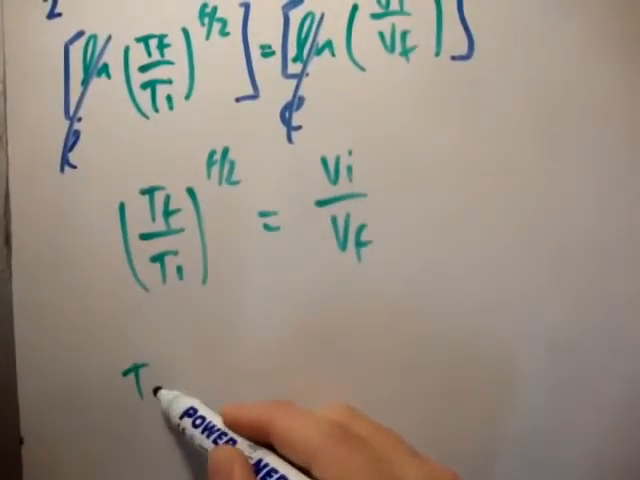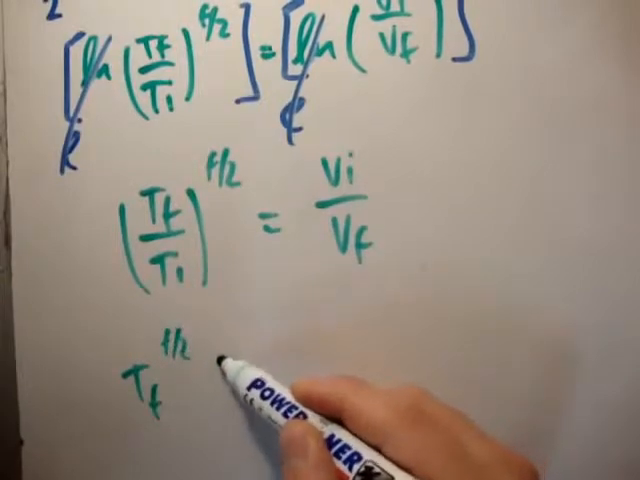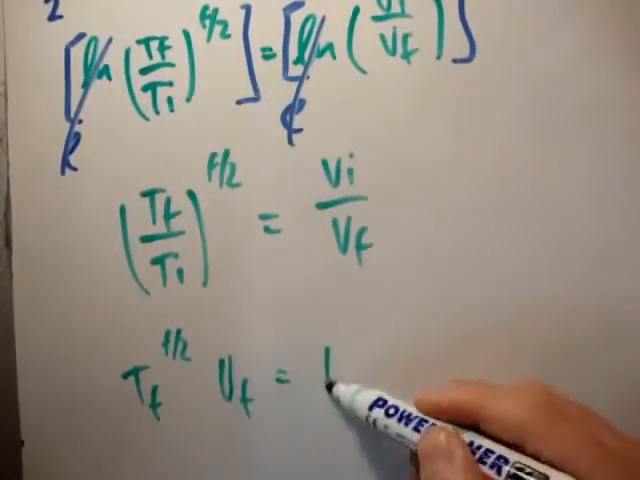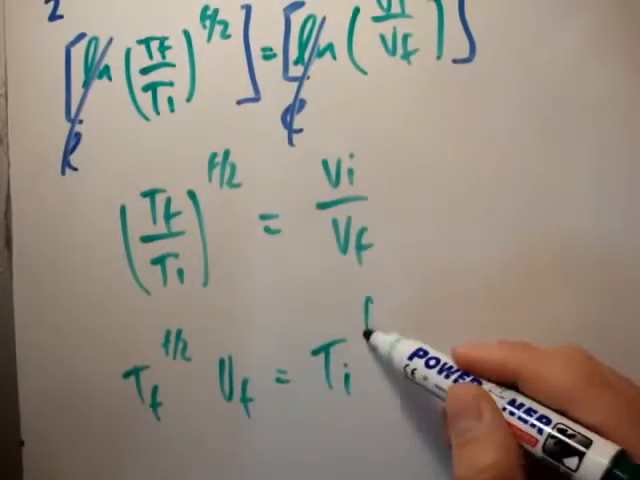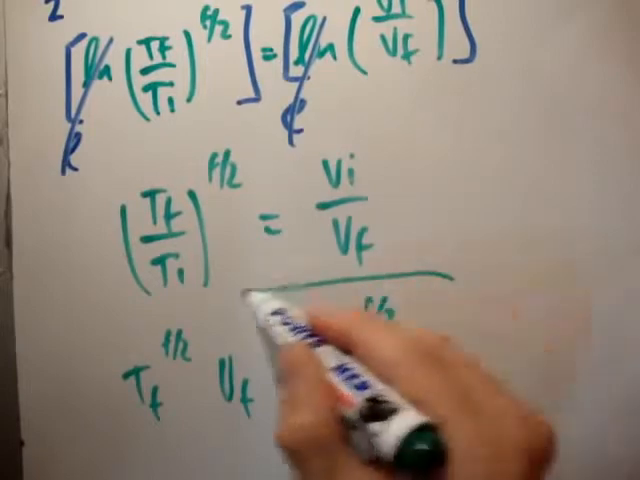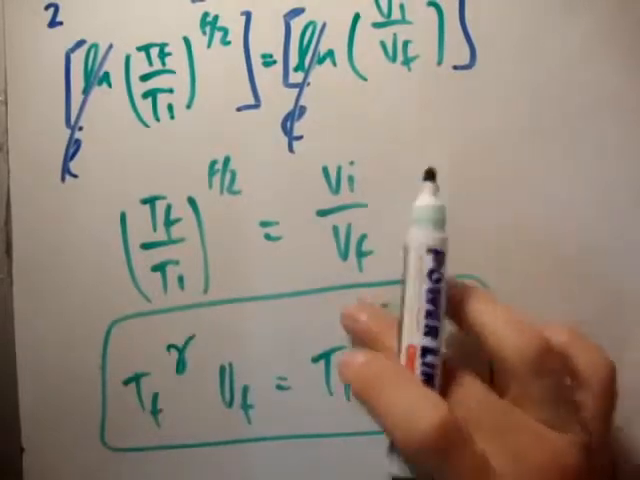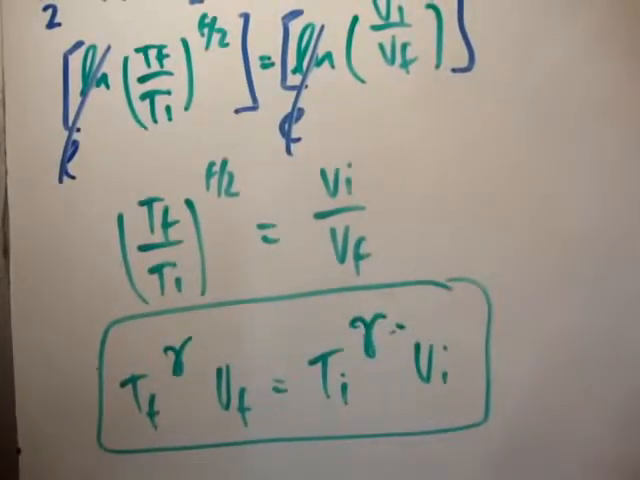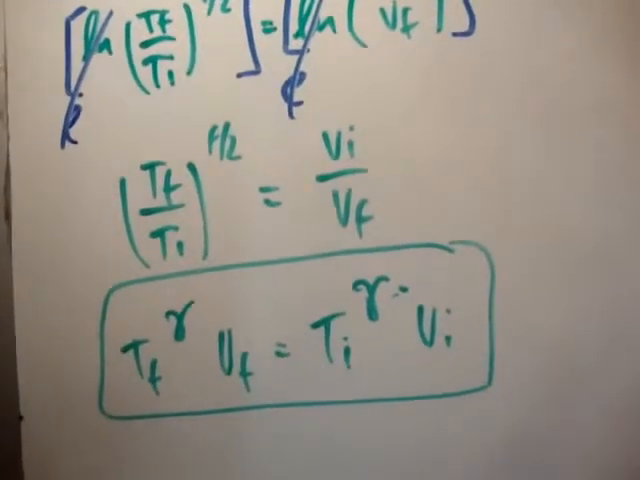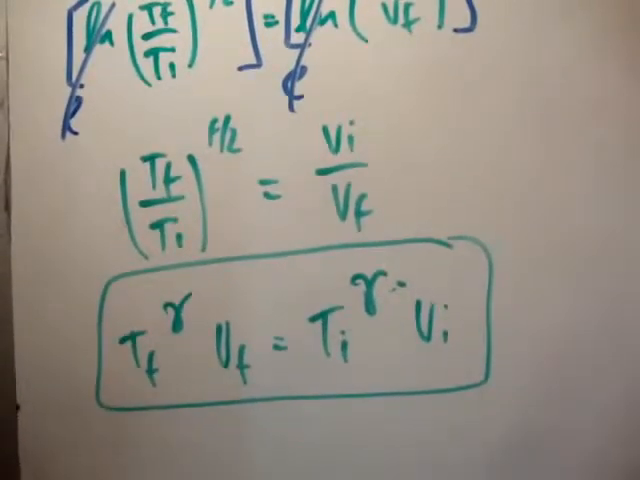Or finally, tf to the f over 2 times vf is equal to ti to the f over 2 times vi. If you want, we can get rid of f over 2 and just call it gamma, and we call gamma the adiabatic exponent. This formula only applies when you have adiabatic, so therefore Q is equal to 0, and you only have compression work.